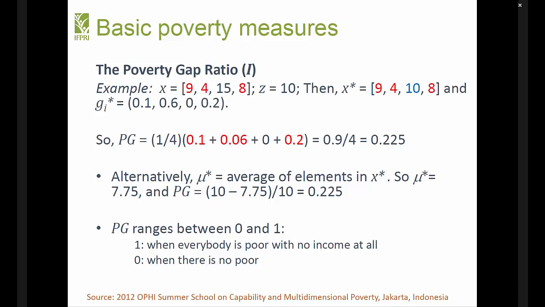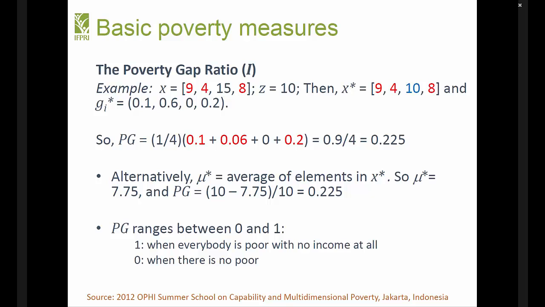Okay, so the poverty gap ratio ranges between 0 and 1. When everybody is poor with no income at all, the average income in the population is 0, then it's equal to 1, 10 over 10. If there are no poor, everybody has a censored income, 10 minus 10, 0.